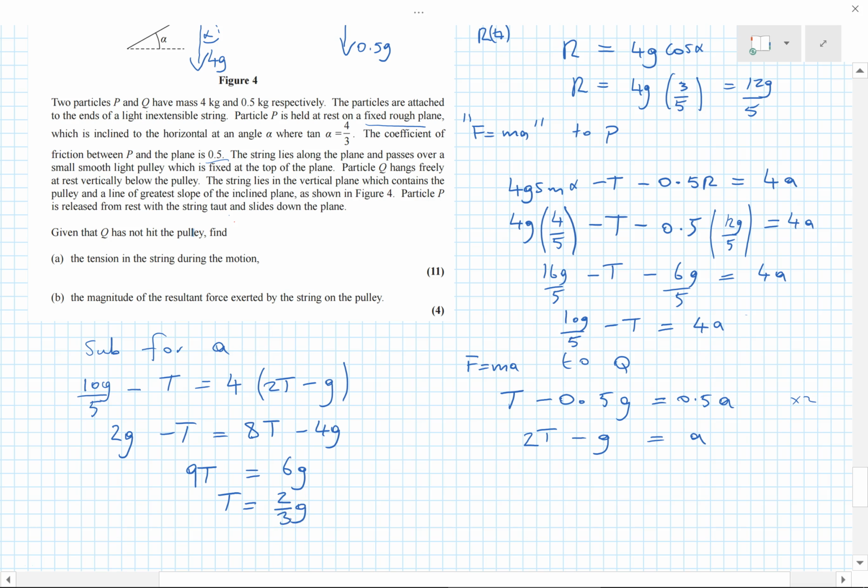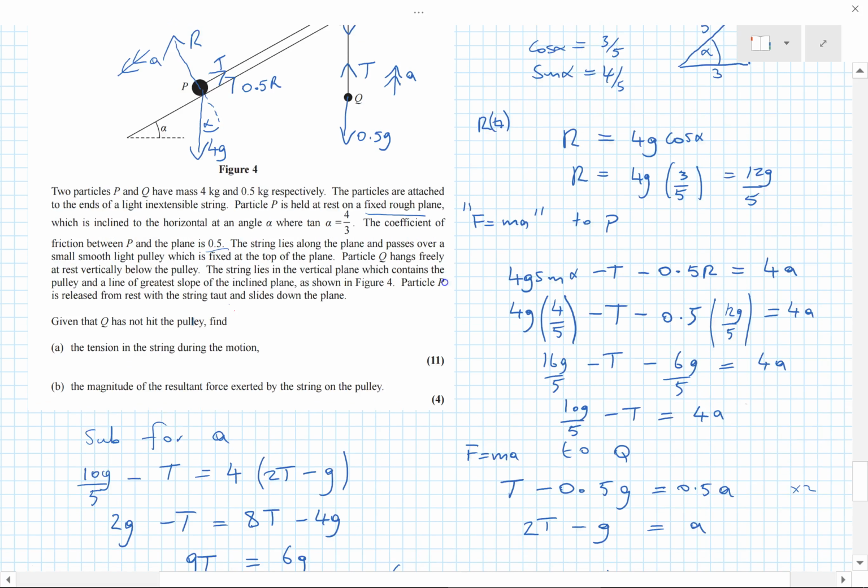The other two possible answers that they will accept are, to two significant figures, 6.5 newtons, or 6.53 newtons if you're going to give 3 significant figures. Nothing else will do. And we tend to be a little bit tolerant about not giving units. Okay, so that's part A.